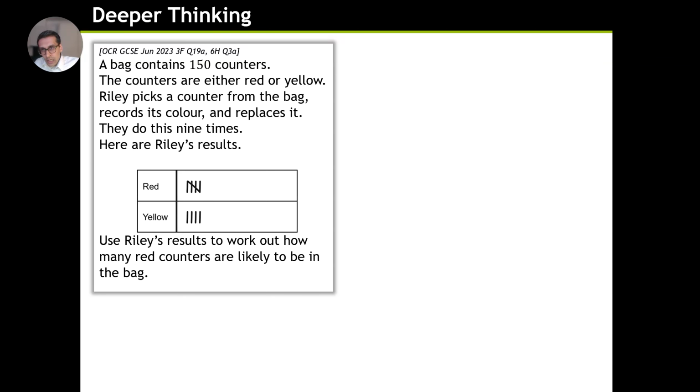All right, so looking at capture, recapture in a bit more depth, here's an example of an exam question. Pause the video and have a go with this, and then I'm going to go through the answer with you. Okay, so let's go through the answer together.